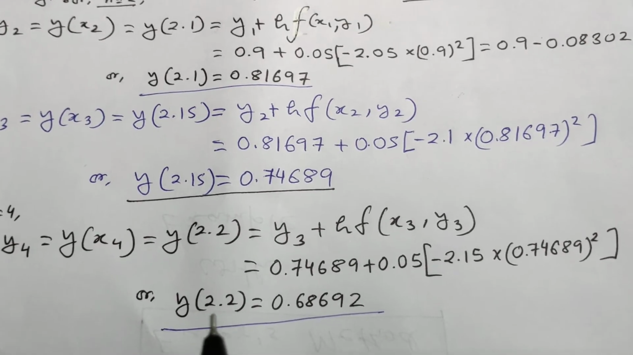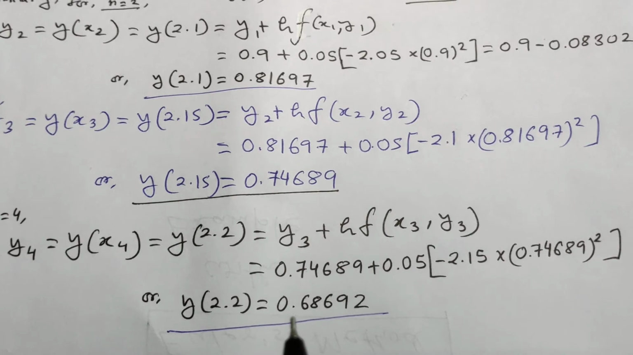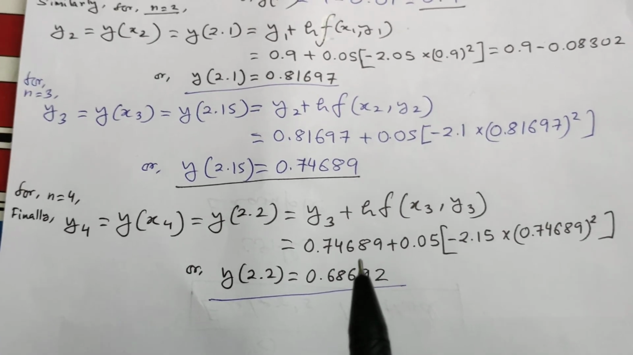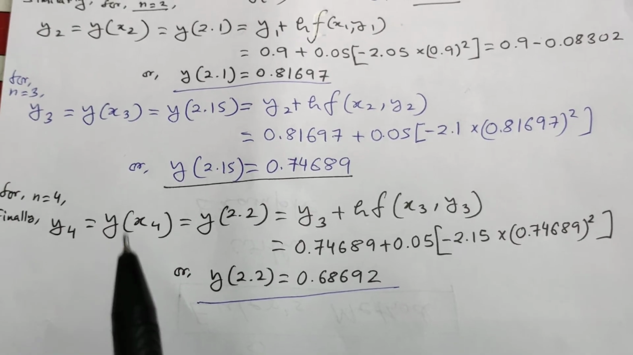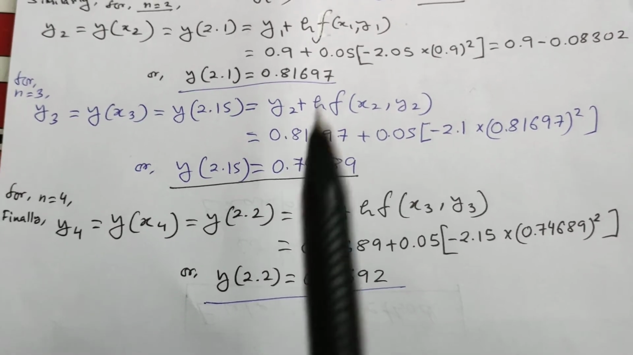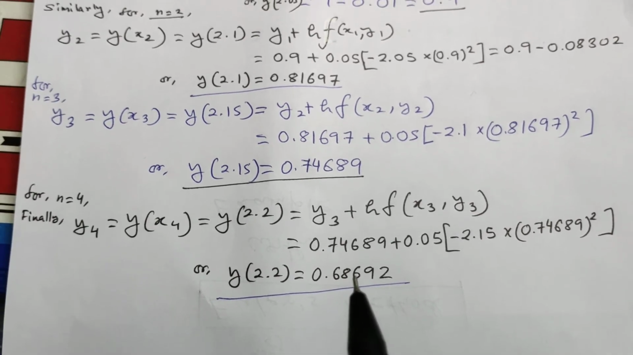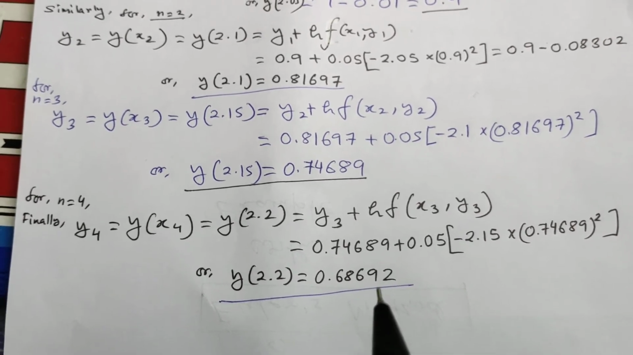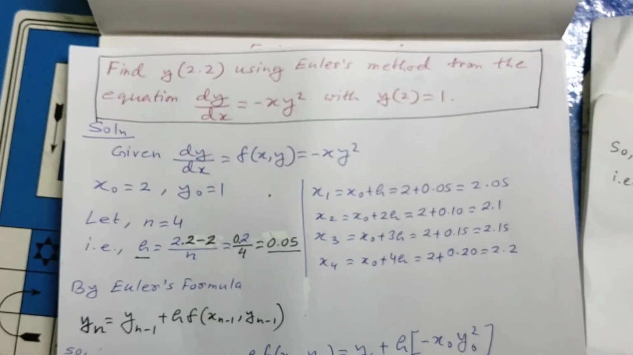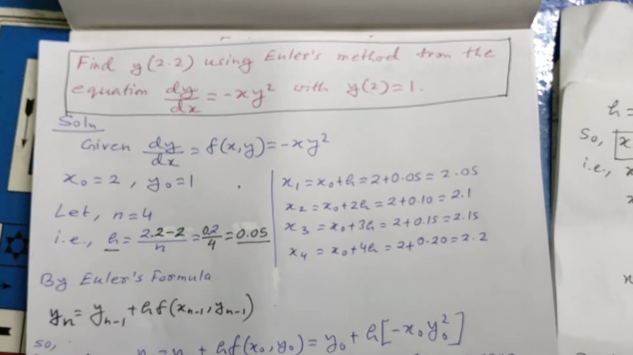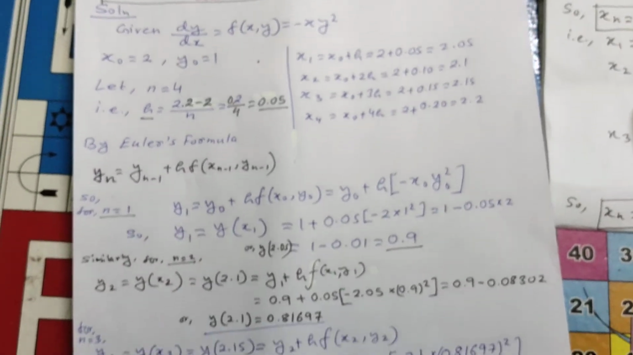So finally we will get y(2.2) equals 0.68692. That is the value of y4, and what we had to calculate. So y(2.2) equals 0.68692 is the final answer. So if we look into this question, the solution is this.